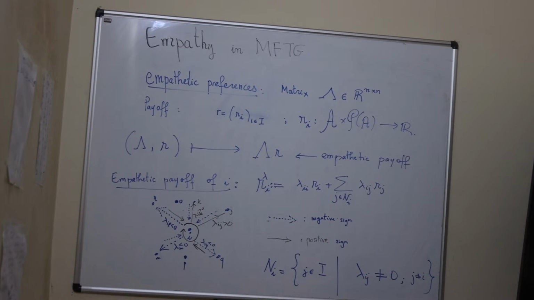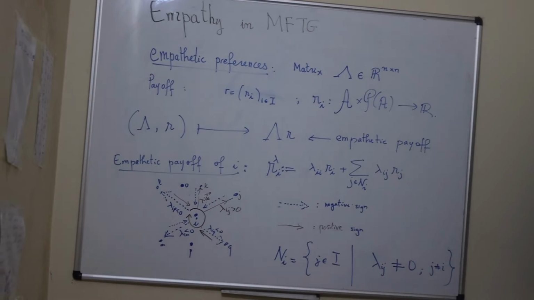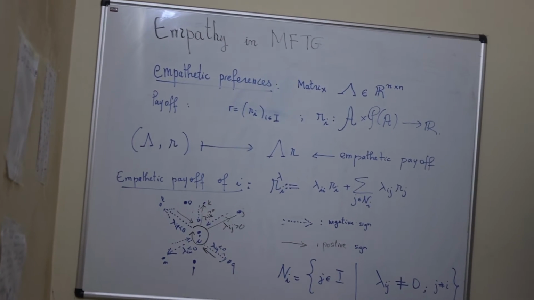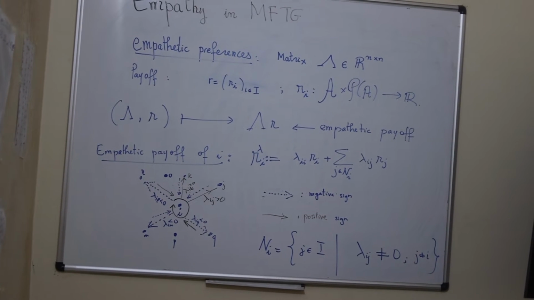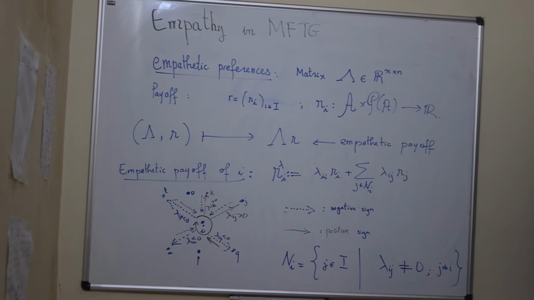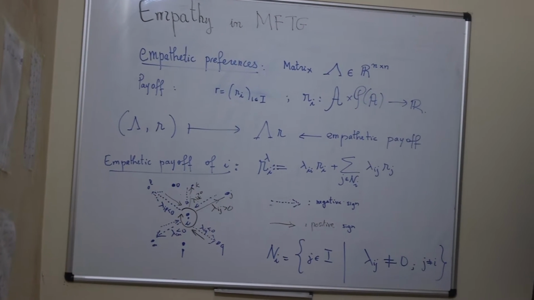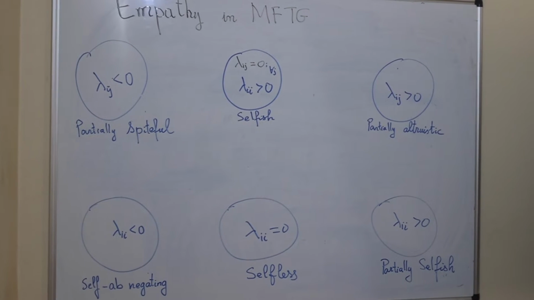So here is the setting. We consider a finite number of agents, and each agent has a certain action space, and the set of action space can be discrete or continuous. It doesn't matter at this step. And there is an empathy structure for each agent.